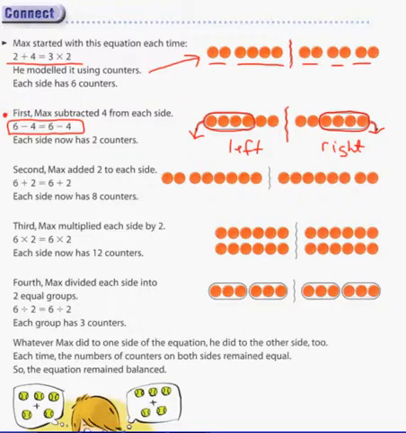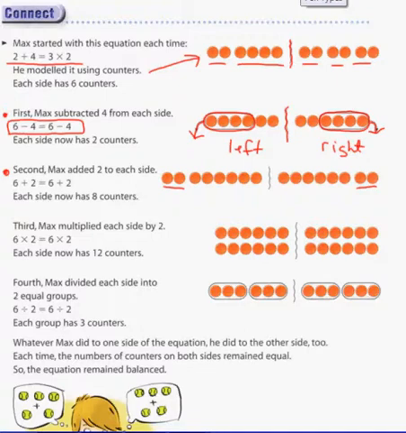Second, Max added 2 to each side. Alright? So, he's just put 2 there. 2 counters added onto each side, and there is no arrow. I guess I screwed up last time I made a video about that, and I said put an arrow going in. Well, you don't. You just kind of draw them in beside. There's a little group of 2, and you leave a little space, and that means that you are adding them to the group. Okay? And he did the same thing on both sides, because he had to keep it balanced. Each side now has 8 counters.